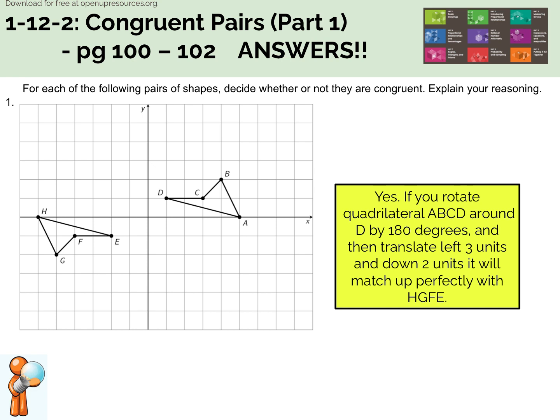If you rotate quadrilateral ABCD, show the first one, right? Around D by 180 degrees and then translate it left 3 units and down 2 units, it will match up perfectly. So notice how they actually started with this one and then rotated it and then moved it to make this one. You can actually go either way, but if I take it, rotate it, it will actually match up correctly. So remember, congruency is same angle, same side length. So copy and paste, right? So I can take this and kind of stick it over here, and it is congruent.